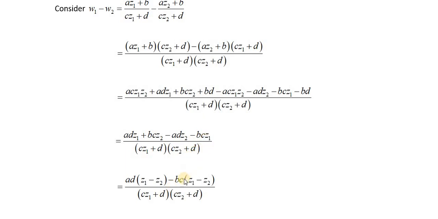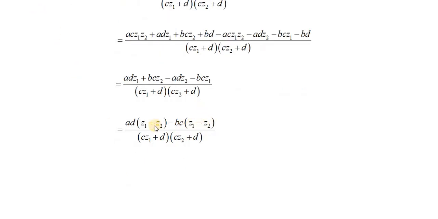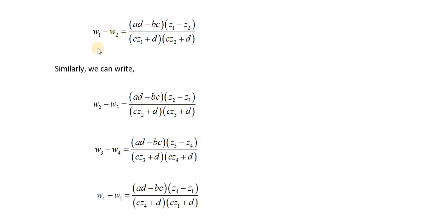That's why we are getting Z1. Here positive Z2 becomes minus Z2 because I am taking minus common. Denominator as it is. Again observe Z1 minus Z2 is common. Take that term common. Then the remaining terms are AD minus BC. So this is the value of W1 minus W2.